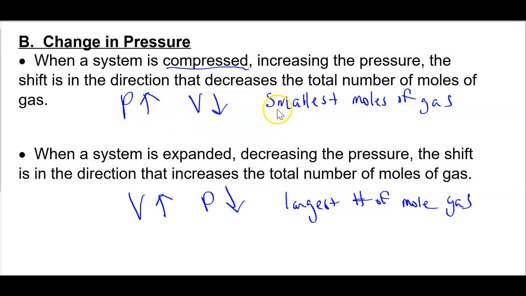Pressure and moles of gas are inversely related, and volume and moles of gas are directly related. So whatever volume does, if volume goes down, then you're going to look to the smallest number of moles. That's which way it's going to shift. If your volume goes up, you're going to shift towards the side that has the largest number of moles. And then pressure would be the opposite. So remember, pressure is the opposite of everything else.